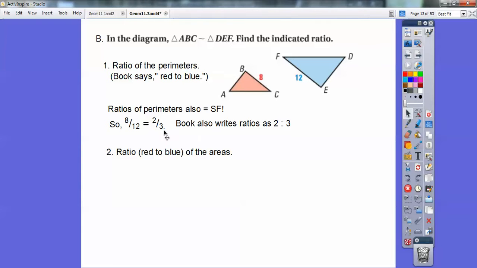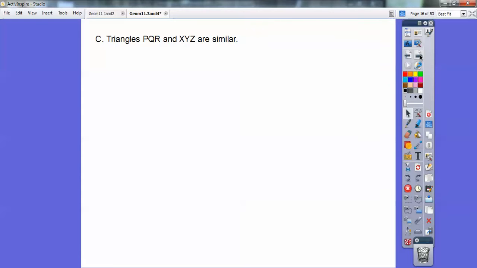Now let's find the ratio of their areas. All we have to do is square that 2 to 3. When I square 2, I get 4, and when I square 3, I get 9. So 4 to 9, or 4 ninths. I prefer writing it as a fraction, but a lot of textbooks like writing it as a ratio, but whatever.